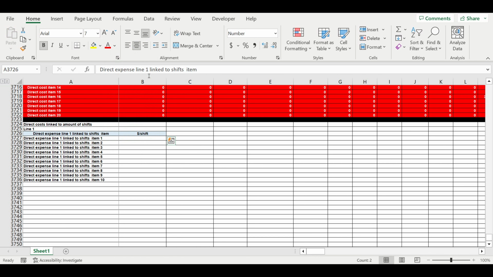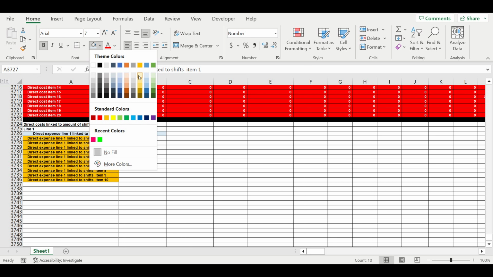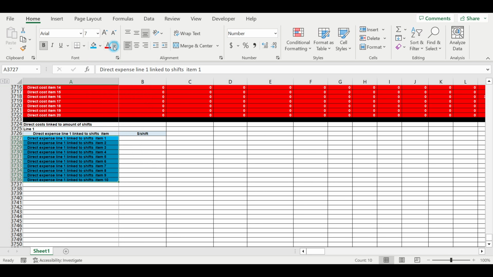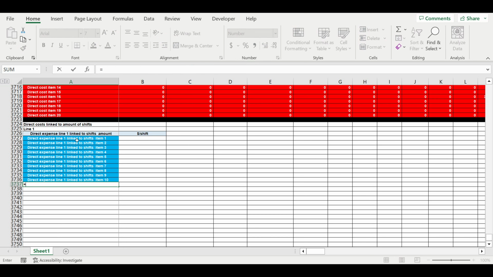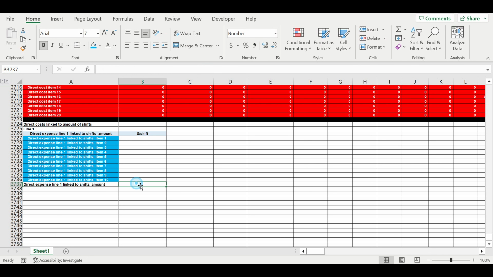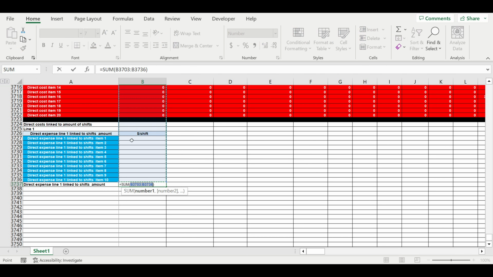So this will be the header of this table with items. These will be the inputs. So I'm coloring it with a specific color, which goes with all our inputs. To shifts amount. Here I will need the total.